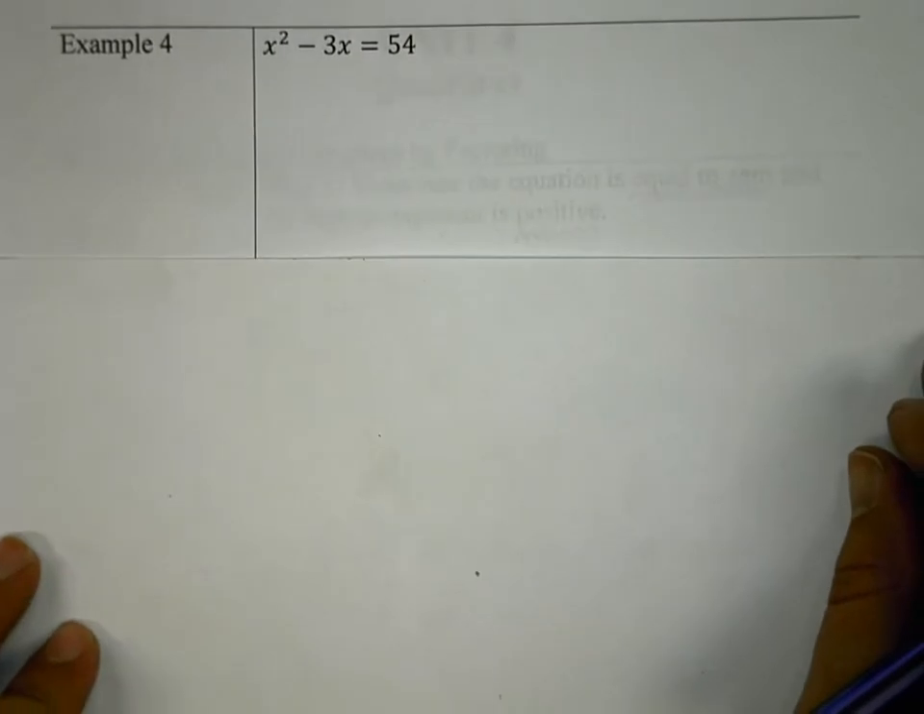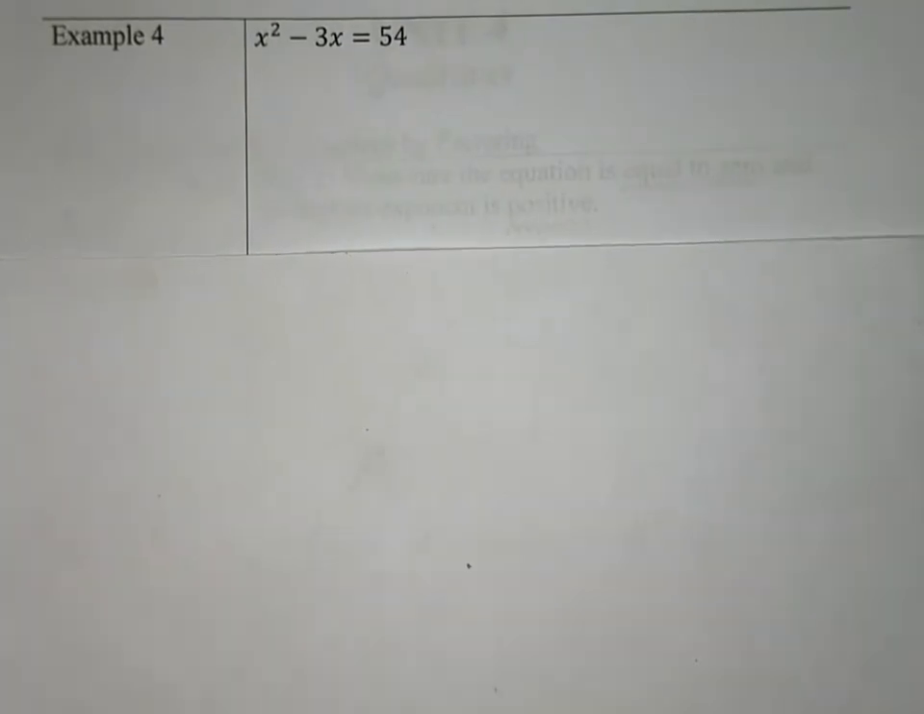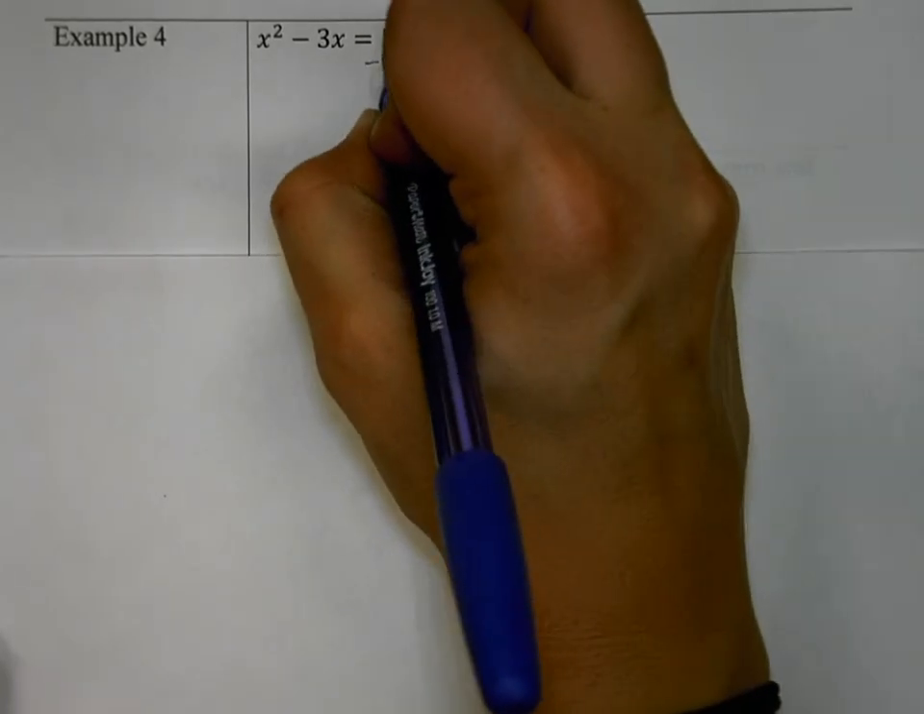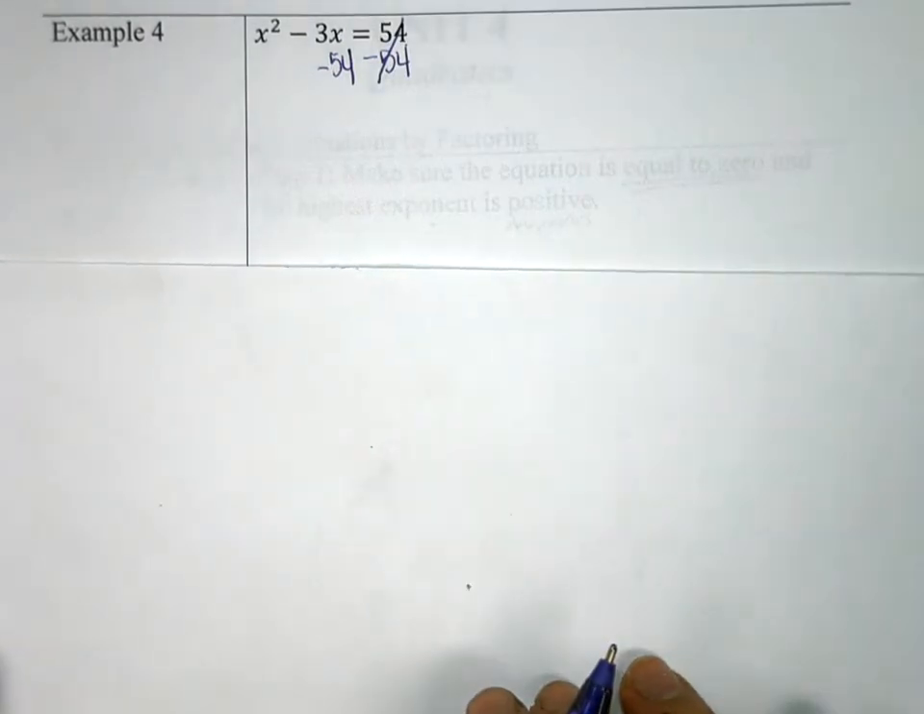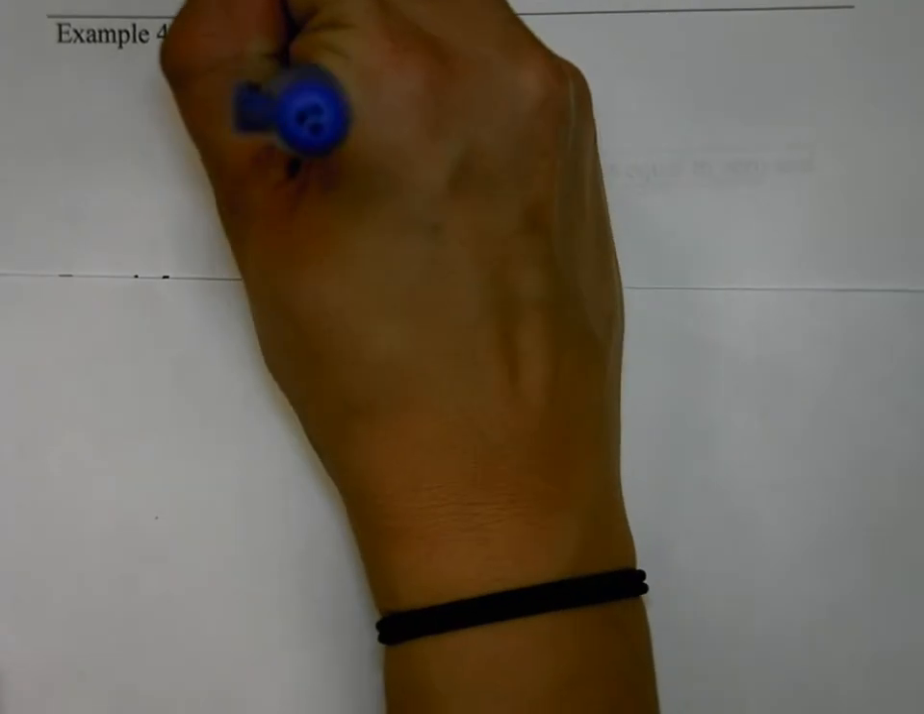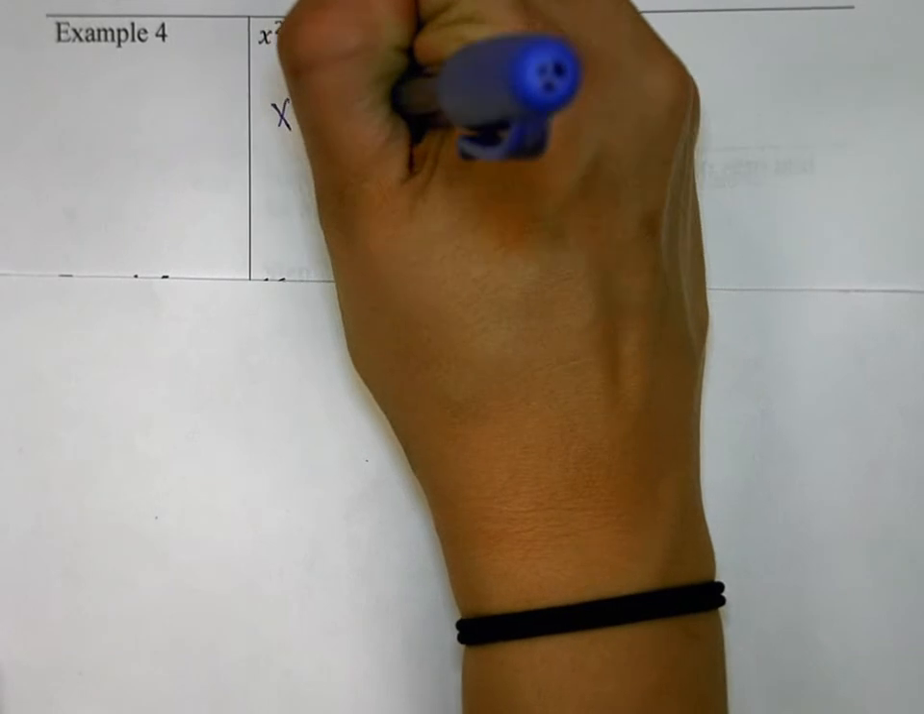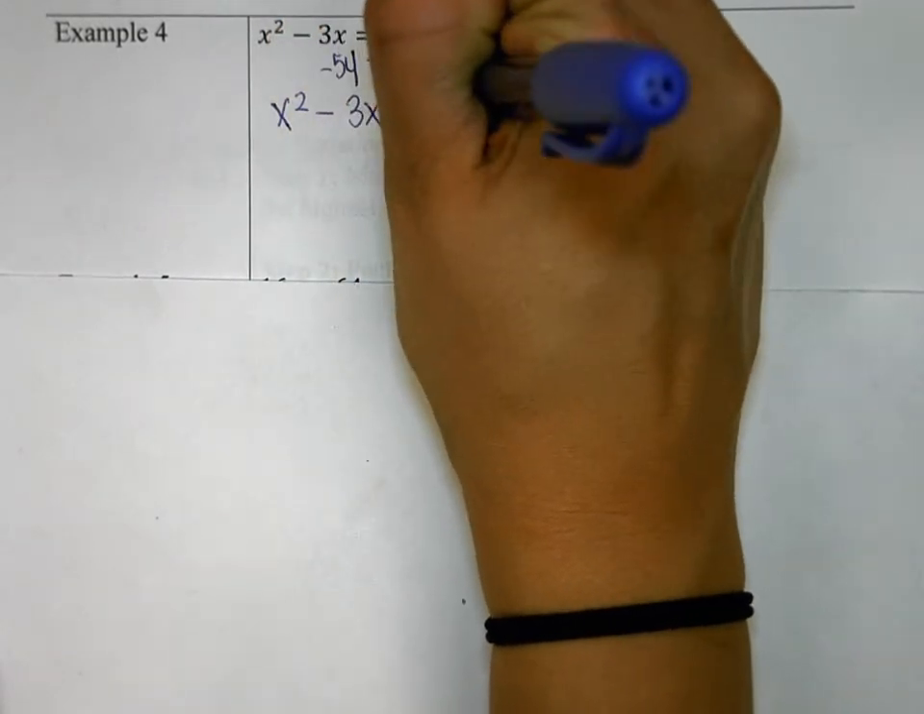All right, example 4. Example 4 is x squared minus 3x equals 54. So on this one, I also am not equal to 0 yet. So I'm going to subtract 54 from both sides. That's going to give me x squared minus 3x minus 54 equals 0.